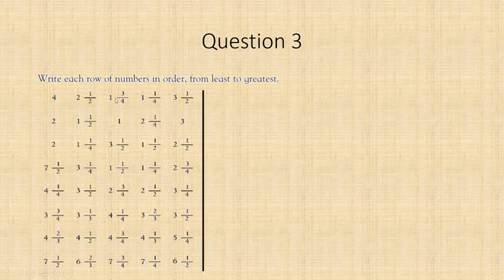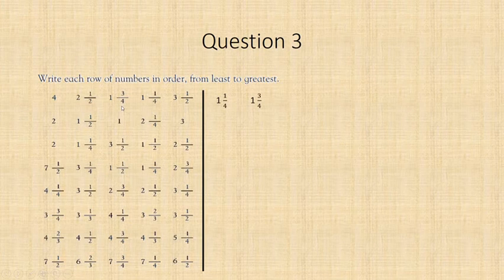So right now I have to look at the fraction. So the fraction here is 1 over 4 and the fraction here is 3 over 4. So what's the smallest number here? 1 and 1 over 4 or 1 and 3 over 4? Of course, 1 and 1 over 4, so I will write it down as the first number. After that, I will just write down 1 and 3 over 4.